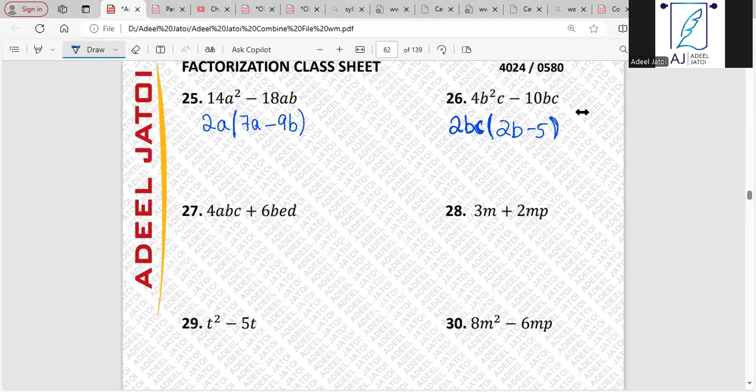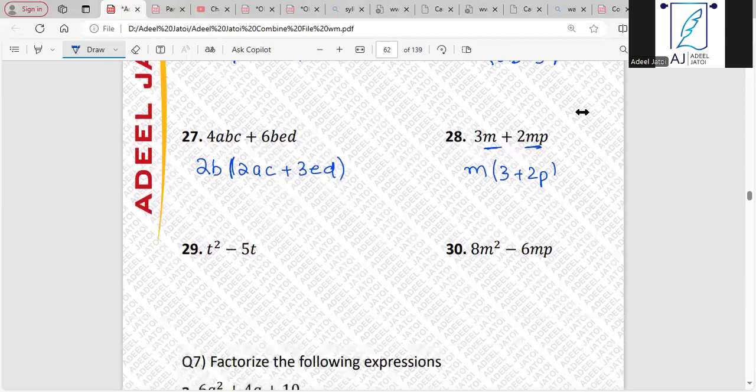4abc plus 6bcd. What is the common? The common is 2b. What are we left with? We are left with 2ac plus 3cd. What do we find common here? M. This will be what? 3 plus 2p. Right? This will be t square minus 5t. So this will be t minus 5.